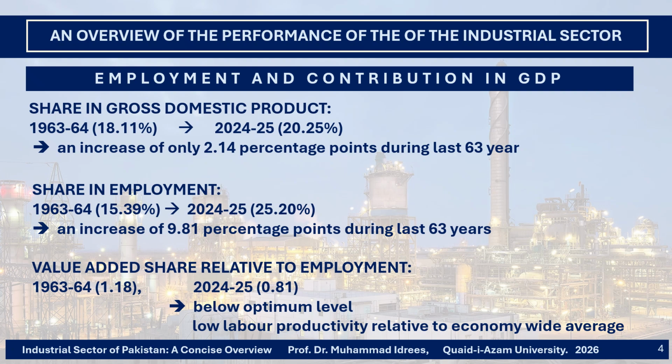So the ratio is 0.81, though it's a very loose indicator, but it is showing that the figure is below optimum level, and it's indicating low labor productivity relative to the economy-wide average. So in a nutshell, we can say that the industrial sector of Pakistan has shown a substantial growth, but there is an issue of efficiency and labor productivity.